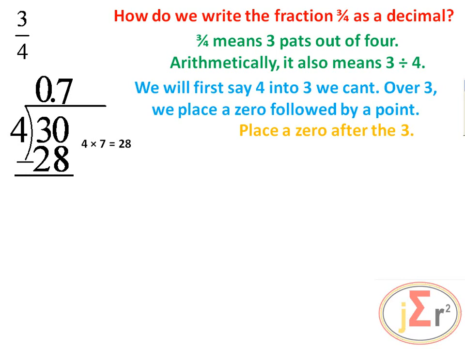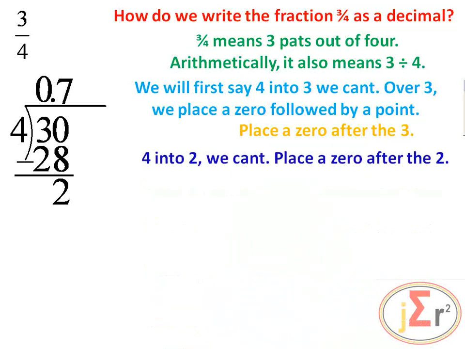And 30 minus 28 will give us what? 2. So 30 minus 28 will give us 2. What do we do next? Add a 0. Right. 4 into 2, we can't. Place a 0 after the 2.